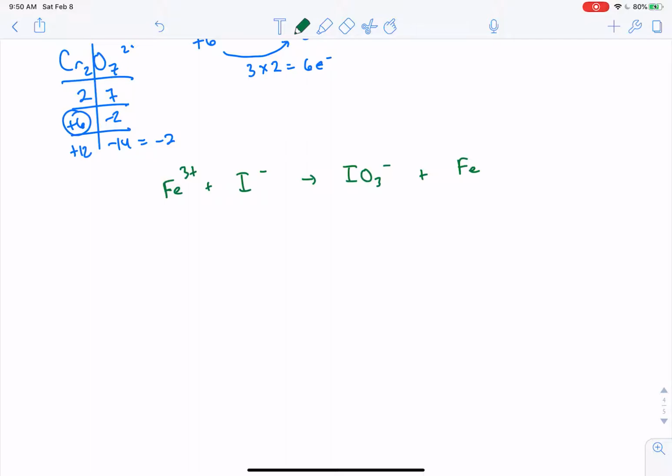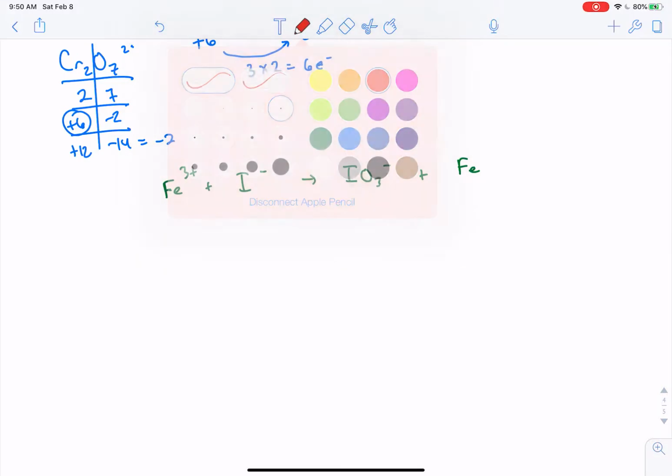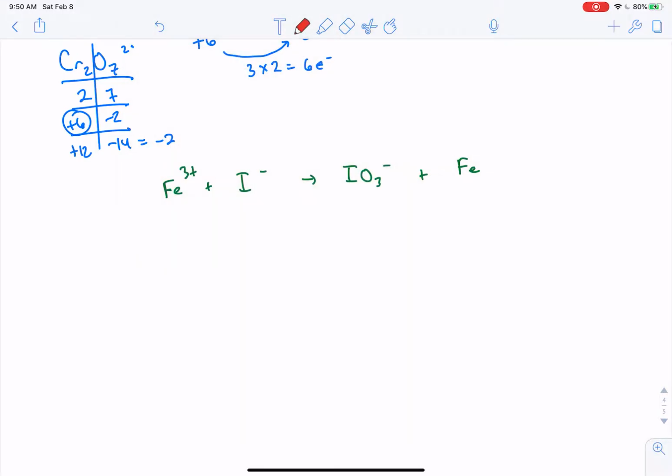So let's say they give you this net ionic reaction. So just these species that are involved in the redox. If you're going to balance it, you have to split them up into 2 half reactions. Okay? So what are those 2 half reactions going to be in this? Fe3 plus to Fe, and then I minus to IO3 minus.